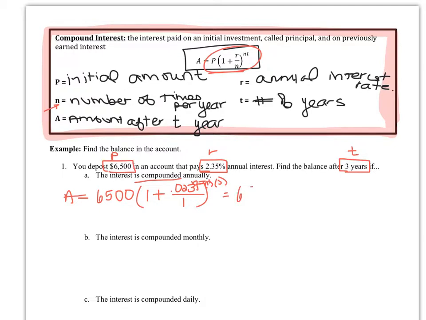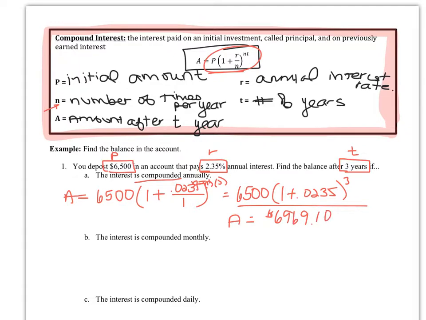So if I just clean this up, it's 6,500 times 1 plus 0.0235 over 1, which is just 0.0235, all raised to the 3 times 1 power, which is 3. So I'm now typing all of that in my calculator and hitting enter. The A, which is the amount after t years, is $6,969.10.